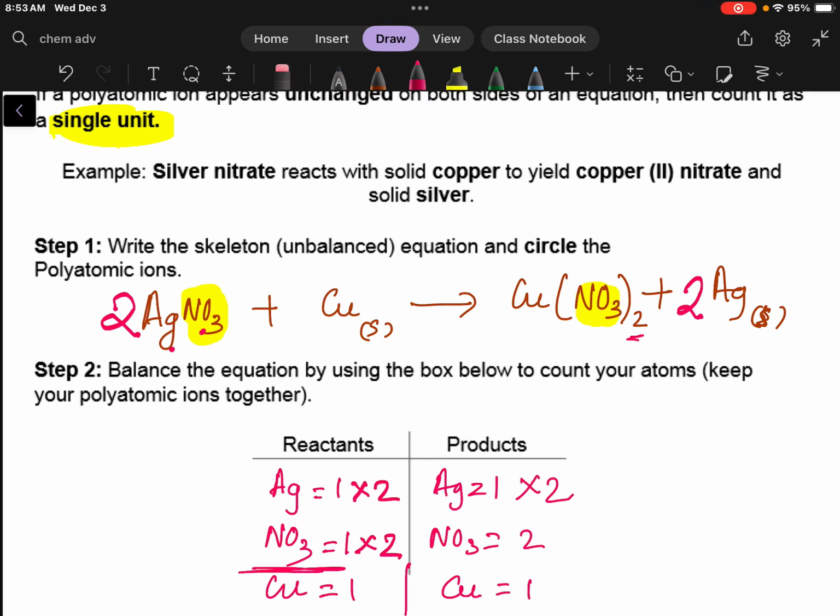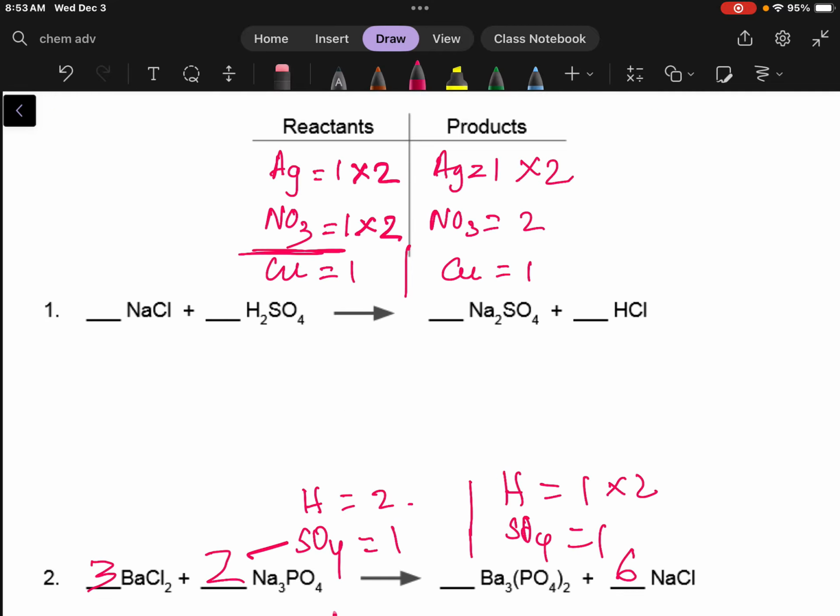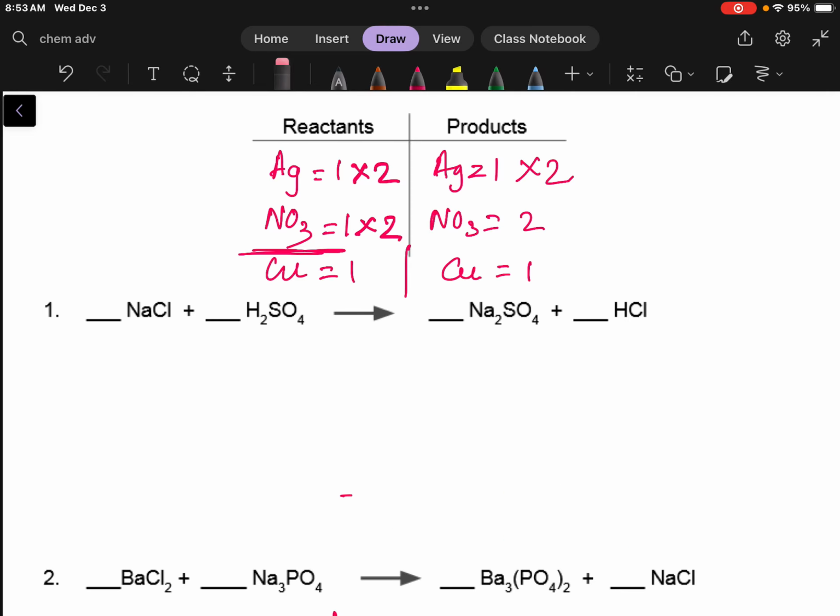What about this one, the combustion one? Because there is no polyatomic ion. You can see a polyatomic ion here, but there is no polyatomic ion on the right-hand side. So you have to list each atom separately, like hydrogen separately, phosphorus separately, oxygen. But if they are the same on both sides, we can consider it as a single unit. Okay, do one more before we go learn the next type. Do this one. So try.